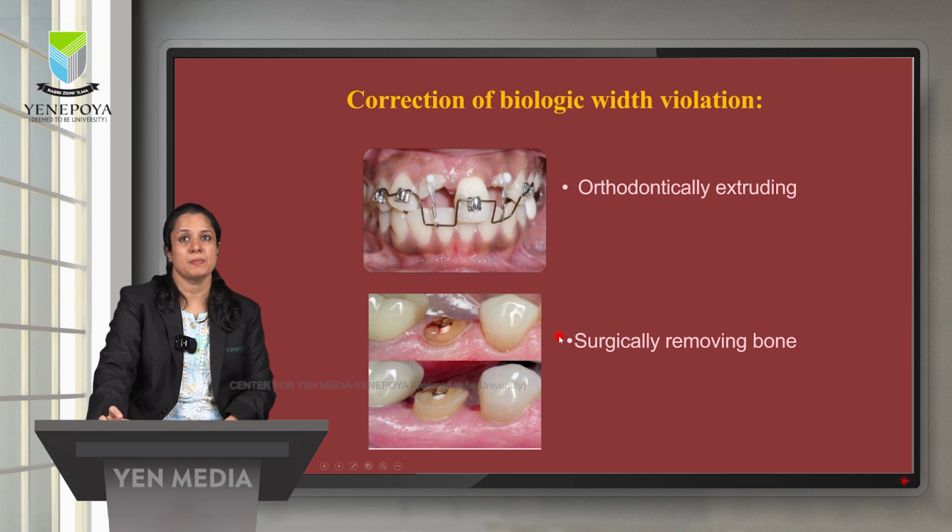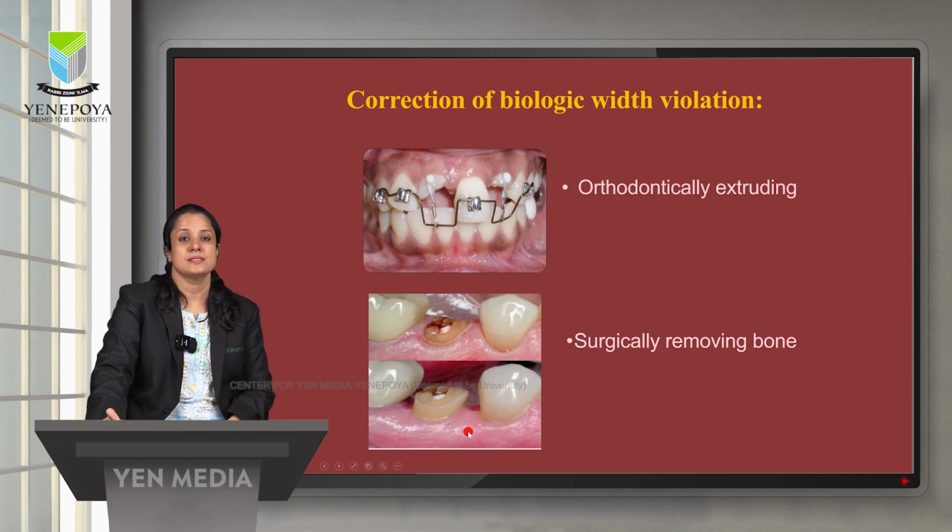So how do we correct the biological width violation? The first method is to orthodontically extrude the teeth. When we orthodontically extrude the teeth, we shift the margins of the restoration away from the alveolar crest, increasing the distance from the crest to the margin of the restoration.